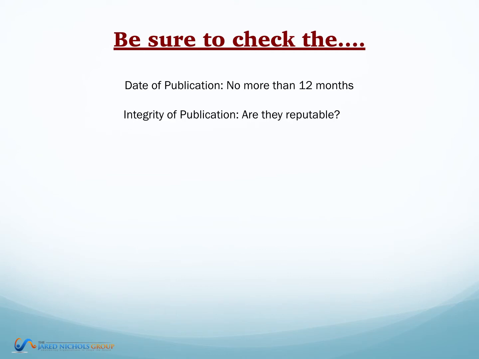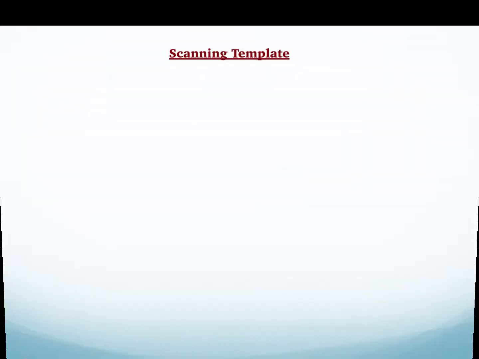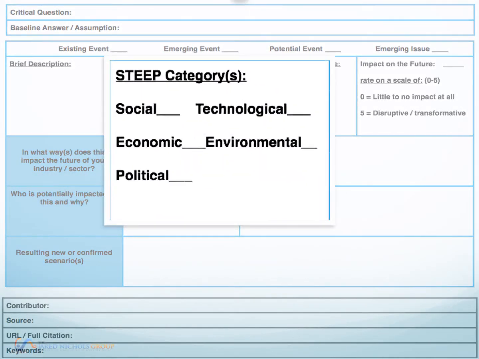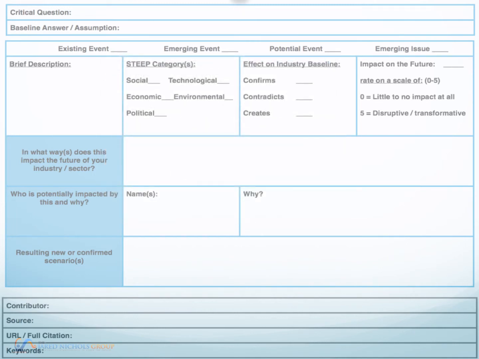As you begin the process of scanning, you will need to organize your information in a way that is both logical and easily accessible for later use and application. And for this exercise, you will use the template provided to you here. Each scanning hit will need to be categorized according to its STEEP classification. Many of the scanning hits that you find can be classified under several STEEP categories. You will also need to specify the type of scan hit. For the purpose of this exercise, you would use one of the 4 different types we discussed in Module 2.